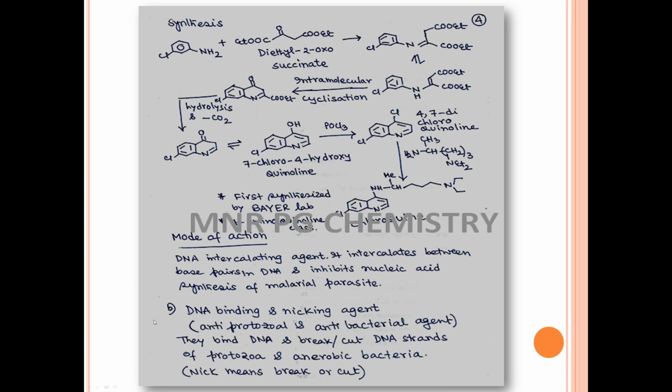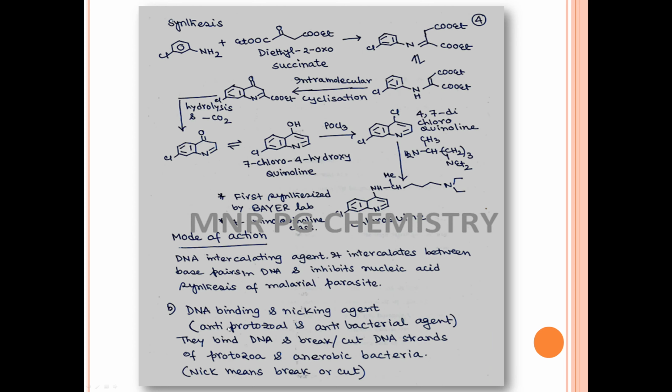Now there are 7 categories. I will move to the next category, that is DNA binding agents, or DNA nicking agents. Under this category, anti-protozoal and antibacterial agents will come, meaning the medicines work against the microorganisms because of which we get infection. DNA binding or nicking agents bind with the DNA.